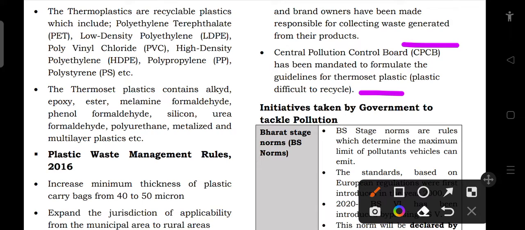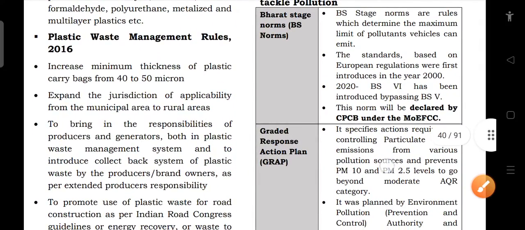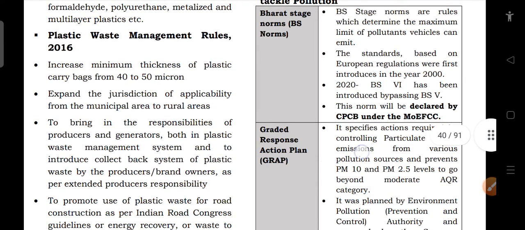Now what are the initiatives by the government to tackle pollution? First one is BS norm, that is Bharat Stage norm. These norms are rules which determine the maximum limit of pollutants a vehicle can emit. The standard is based on European regulation and was first introduced in the year 2000. In 2020, BS6 has been introduced, bypassing BS5, and this norm will be declared by CPCB under the Ministry of Environment.